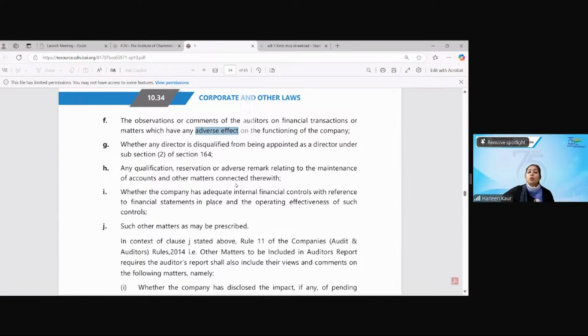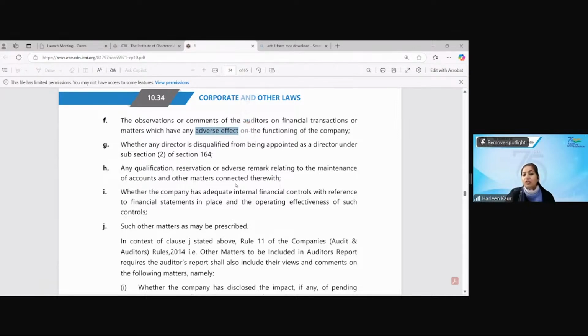Any director disqualified from being appointed as a director. This is the point you have to learn as it is, because 164 is part of your CA Final syllabus. But the audit report has this point: if any director is disqualified, you have to mention it under section 164 subsection 2. In a company, ABC Limited, there was a director, Mr. D, who was disqualified. While doing your audit, you found that Mr. D is disqualified as per 164(2). So mention under point G that director Mr. D is disqualified under section 164, subsection 2.